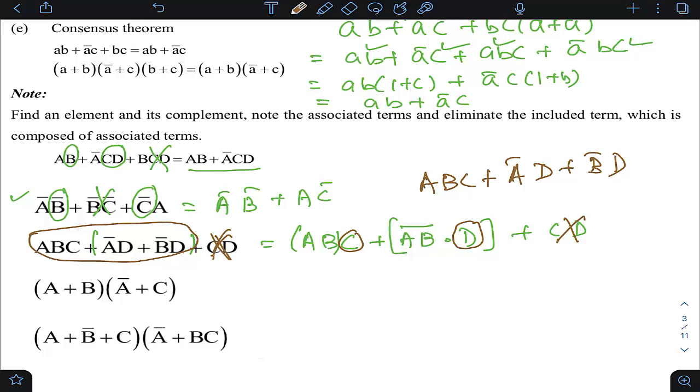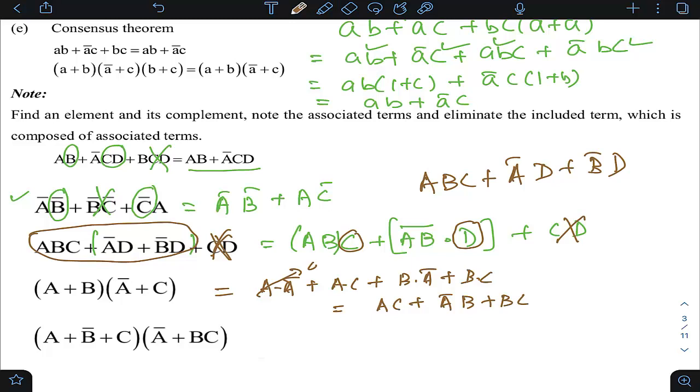So let's say I want to simplify this Boolean expression, right? So here in the normal way, if you go, the answer is A dot A bar plus A dot C plus B dot A bar plus B dot C. A bar is 0, so it is simply AC plus A bar B plus BC. You see here again it is coming in the consensus format.